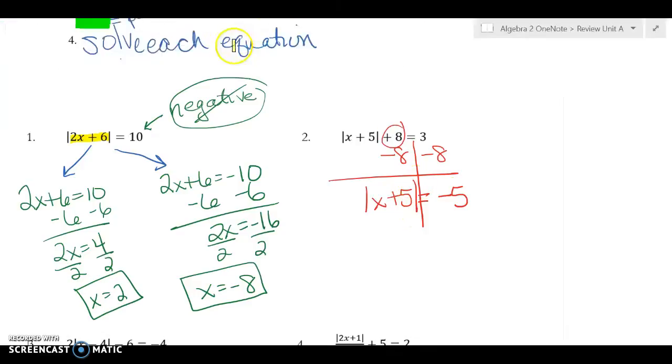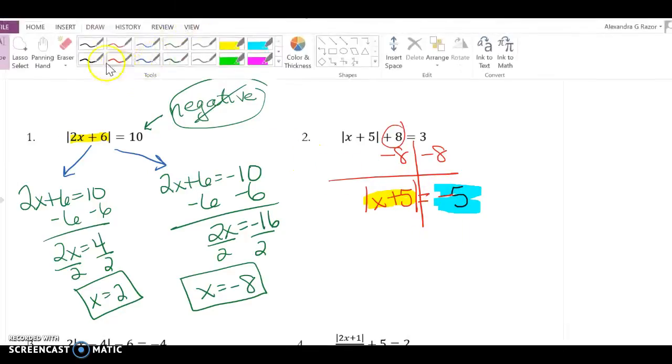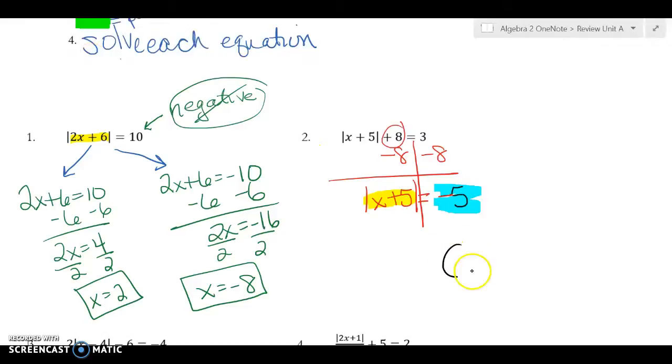So my absolute value right here is alone. There's nothing on the outside. And on the outside, I have a negative number. That's the issue. You cannot have that, so we are done. This is a no solution problem because you're not allowed to have a negative number.